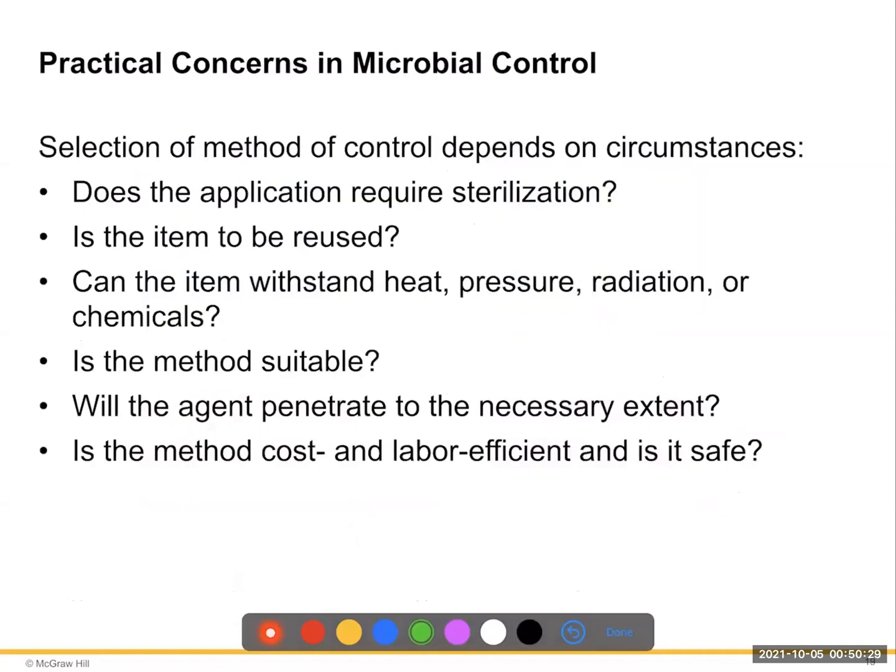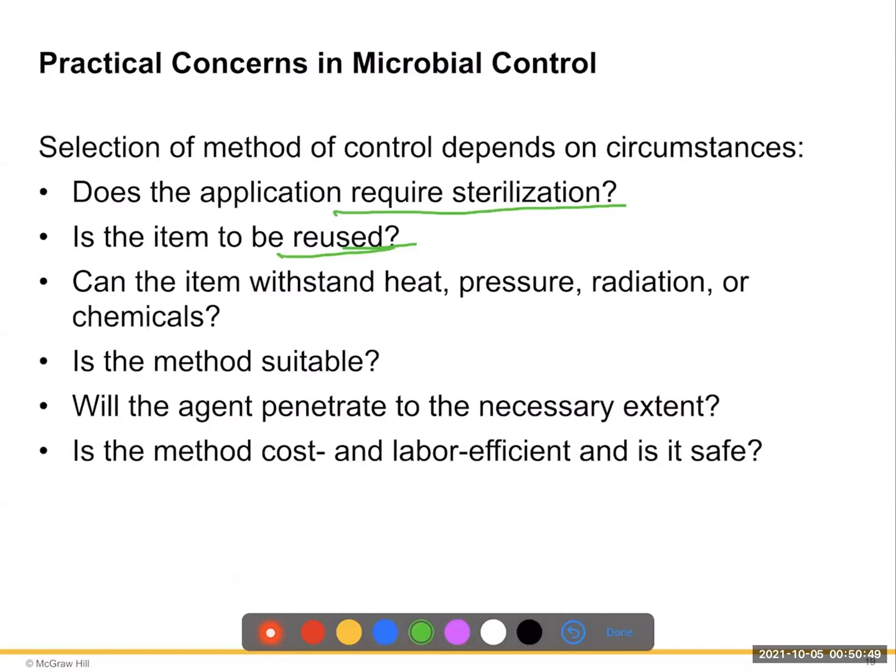Okay. So does the application require sterilization? Do you have to sterilize something? Not always. You don't have to sterilize your countertops and things like that. But if you're going to use an instrument in somebody's mouth, it had better be sterilized. Is the instrument going to be reused or thrown away? If it's going to be a one-use thing, don't sterilize it.